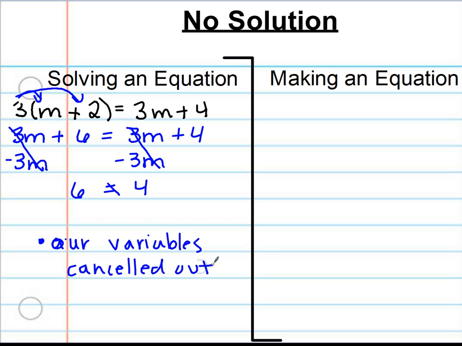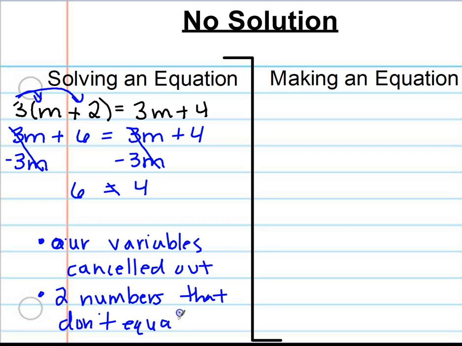Next thing we noticed was we ended up with 2 numbers that didn't equal. Whenever you're making equations, you want your variables to cancel out, and you want 2 numbers that don't equal each other. All right, let's stick with the 6 doesn't equal 4.